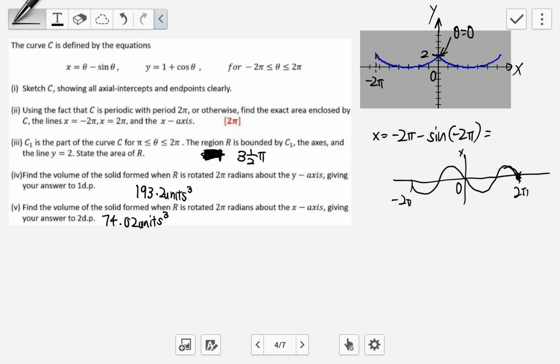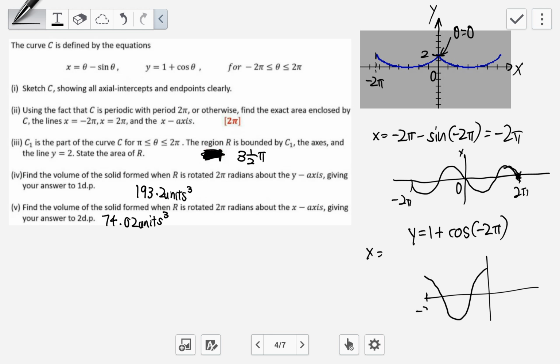What do I get when I substitute? So x equals to minus 2 pi, and minus sine minus 2 pi is just 0, so I get minus 2 pi. So if theta is minus 2 pi, I substitute the same theta equals to minus 2 pi into this equation. I get y equals to 1 plus cosine of minus 2 pi, and you see the graph of cosine is like this. So cosine of minus 2 pi is equal to 1, so 1 plus 1 equals to 2. So it fits that this is y value 2 and x value equals to minus 2 pi.